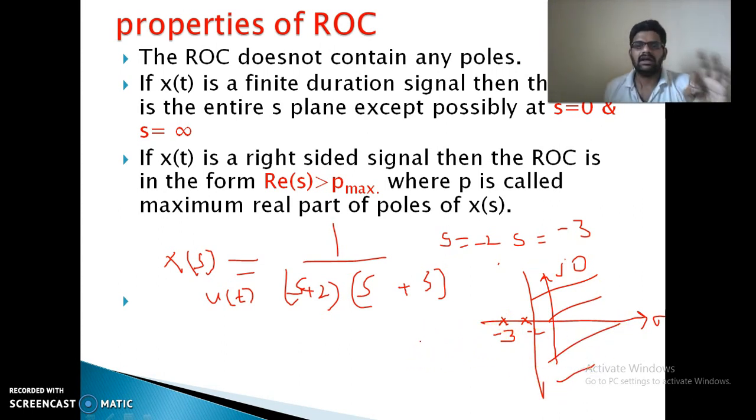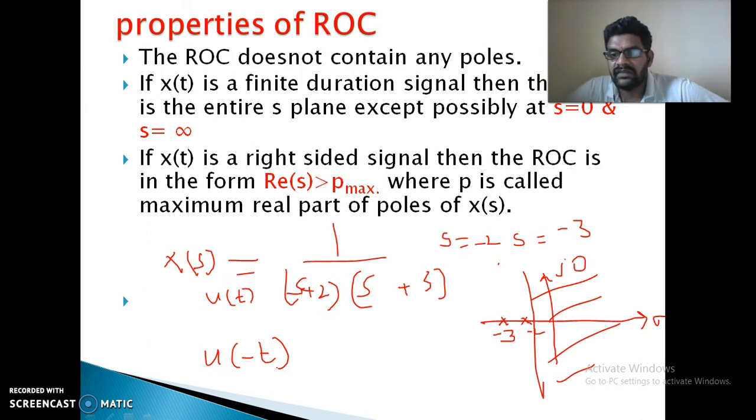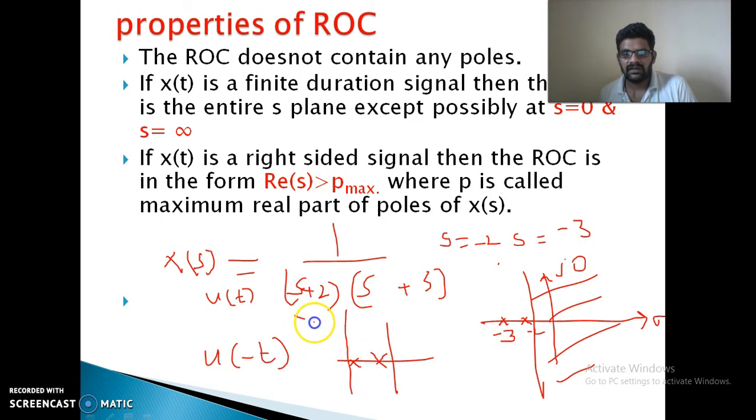Similarly, if x of t is a left-sided signal, that is, if it is multiplied by u of -t, then such signals are left-sided signals. For such signals, the ROC is the left side of the leftmost pole. That means in this example, with two poles, one at minus 3 and one at minus 2, the ROC is the left side of the leftmost pole. Remember, the ROC does not contain any pole. That's why the boundaries are at these poles.